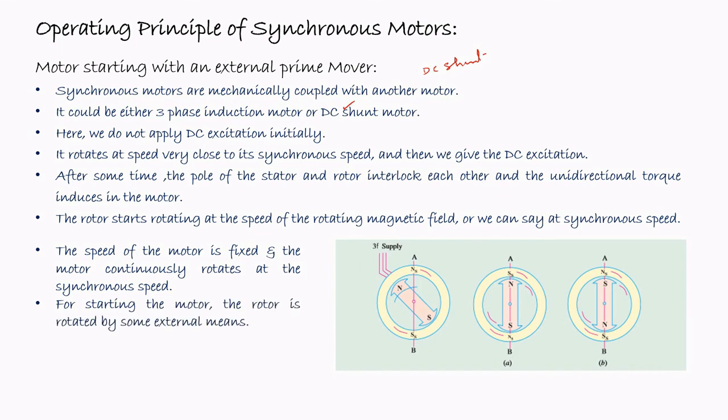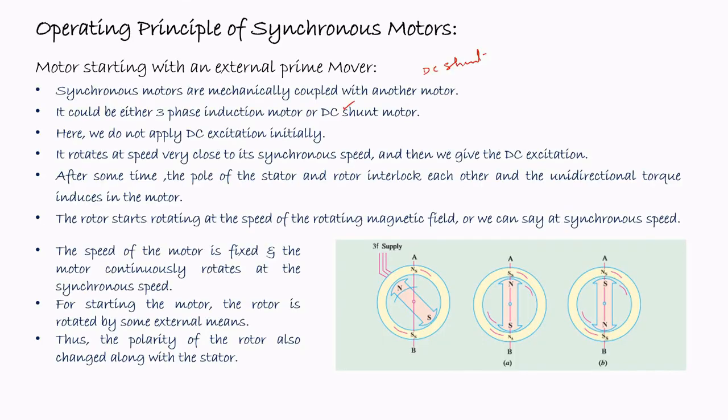So for starting the motor, the rotor is rotated by some external means. That is the prime mover. This is a shunt motor. And thus the polarity of the rotor also changes along with the stator, because initially the rotor is rotating continuously by the help of the prime mover. So it will require some time for the interlocking with the stator magnetic field. So this is the concept of the operation of the synchronous motor.